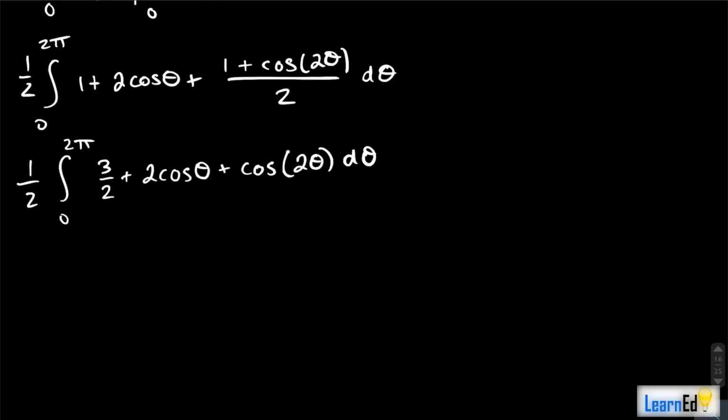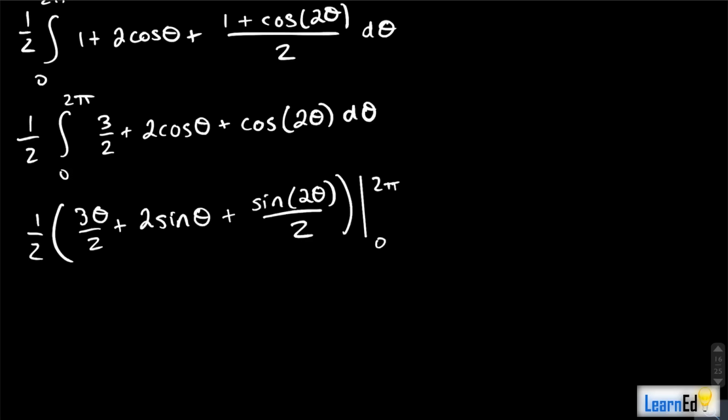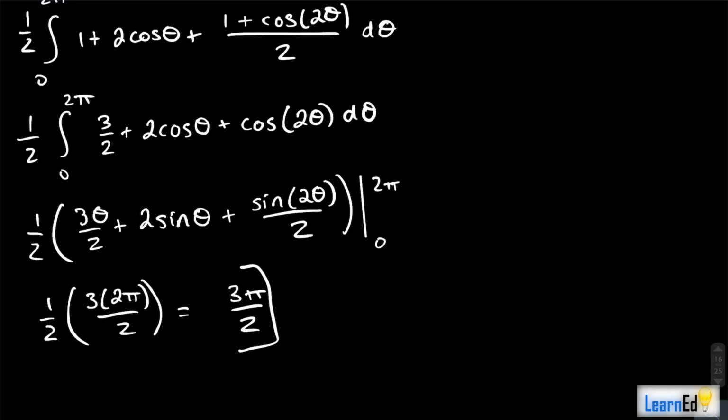Okay, and integrating here, we're going to get 1/2 times 3 theta over 2 plus, we're going to have a 2 sine theta plus a sine of 2 theta over 2. All right, and we evaluate that from 0 to 2 pi. Now you can see that the sines are going to go away here. They're not going to matter. And, well, we're just going to have a 1/2 times, and the 0 also will make the sines go away. So we have a 3 times 2 pi over 2, which gives us a 3 pi over 2. Okay, so that is S1. All right, and now it's going to be time to move on to S2.